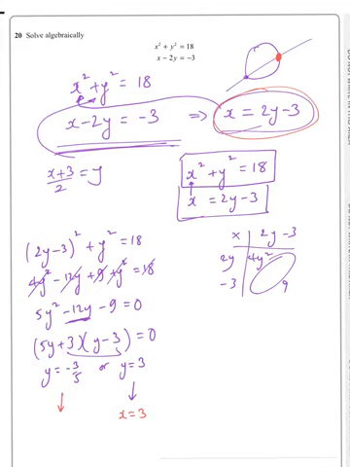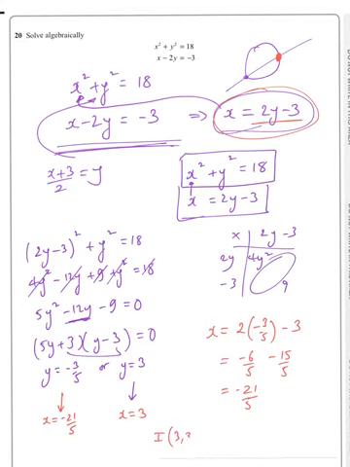Now, we can always have a look at y equals minus 3/5 in the same way, because we have x is twice what y is from here. Minus 3, so we're going to have minus 6/5 minus 15/5, which is minus 21/5. So I would give my answers as intercept 1 would be 3, 3, and intercept 2 would be minus 21/5, minus 3/5. So there'd be my answers.